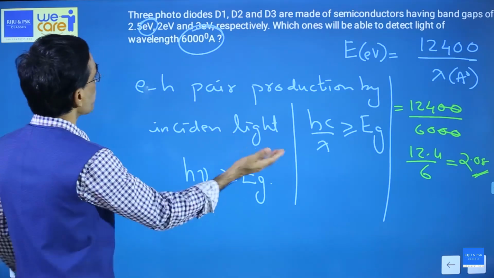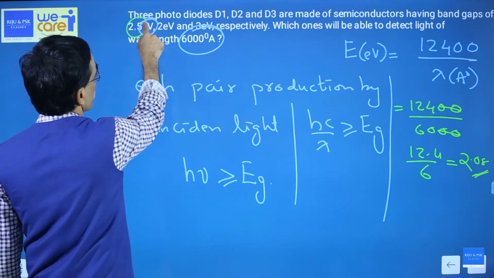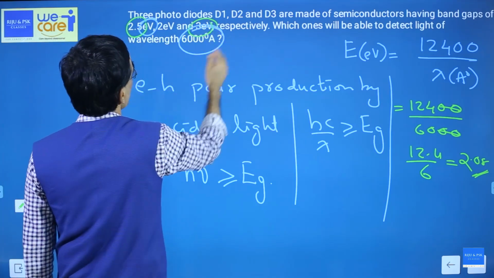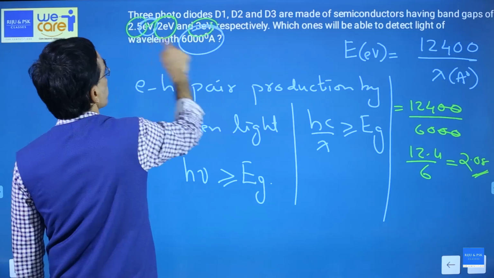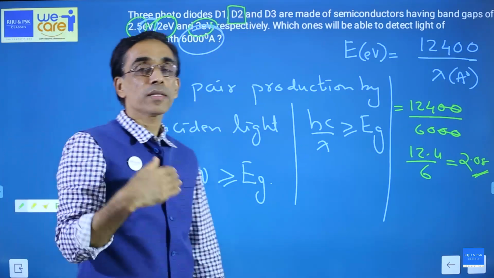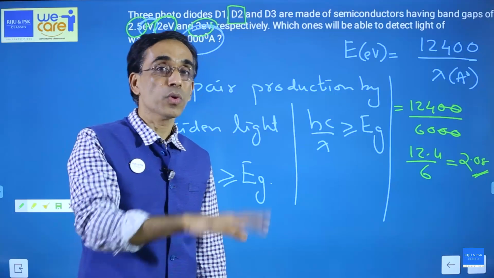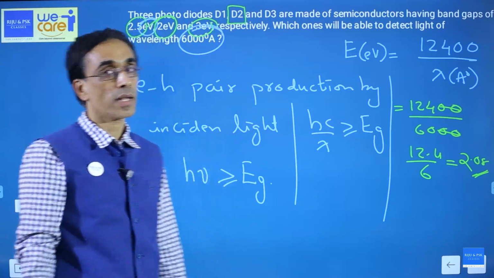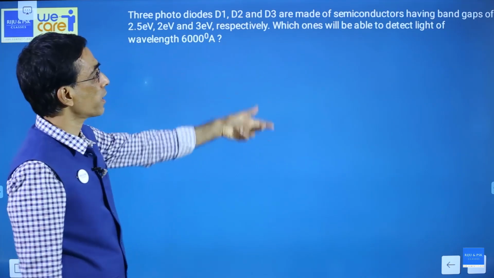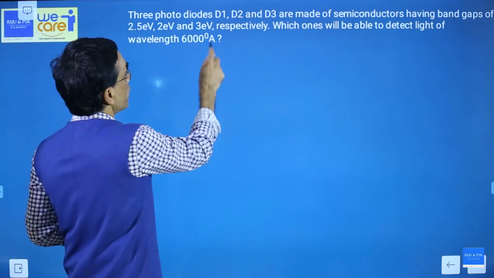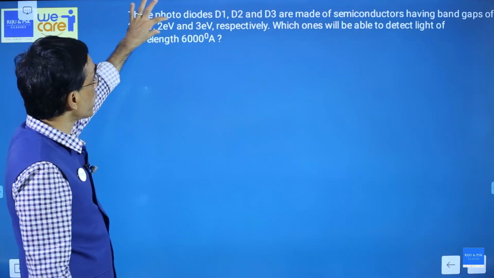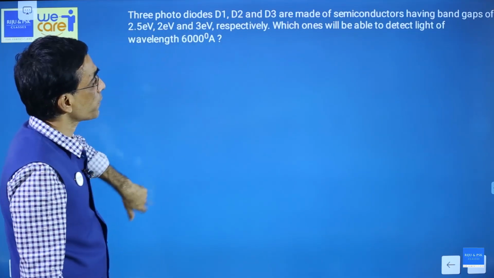You can see that this is approximately 2 and this one is 2.5, energy gap is more. Here this energy gap is also more, so the only possibility is with the 2 electron volt one. So D2 will detect. Detect means when light falls on it, there will be a change in current in the case of D2, but not in the first one and the last one. The condition is that the energy of the incident light must be greater than the energy gap. Energy of the incident light we calculated as a little above 2, not 2.5, so it can produce EH pair only in the second one.